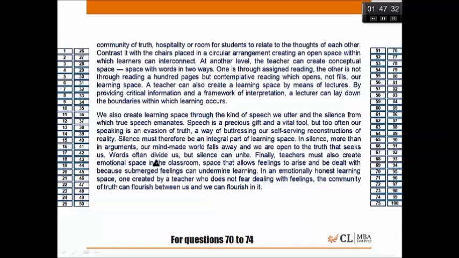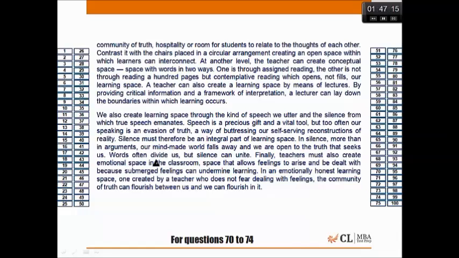One is through assigned reading. The other is not through reading 100 pages, but contemplative reading, which opens, not fills, our learning space. A teacher can also create a learning space by means of lectures. So how to create space? Okay, so one classroom, one by words, one by means of lectures.